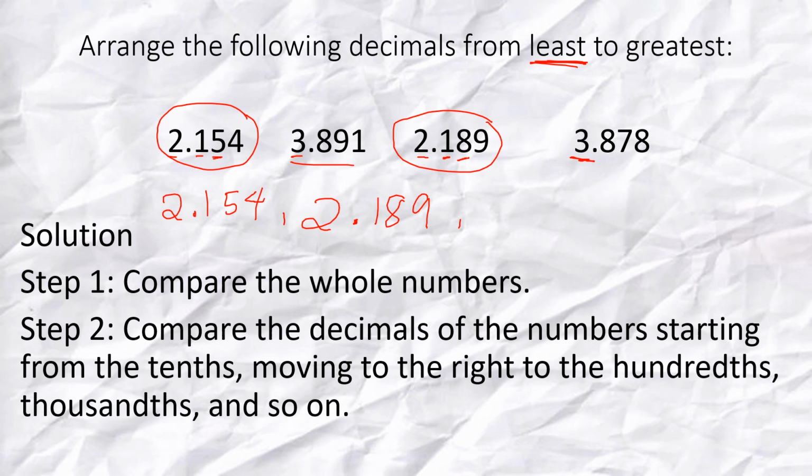Let us compare them with the tenths. They have the same value, so we cannot compare them using that. We proceed to the next digit. This is 9, this is 7. 7 is smaller than 9. So therefore, this one will be your third number. And the greatest decimal is 3 and 891 thousandths. So that is how we arrange and compare decimal numbers.